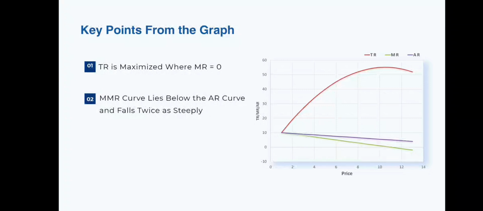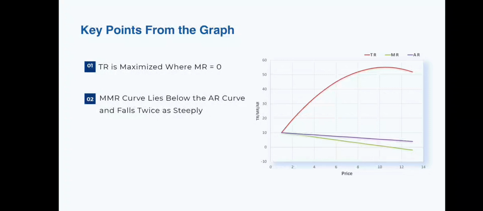AR curve is the demand curve and is downward sloping. So why are we saying that AR curve is the demand curve? AR curve is a demand curve because from the earlier slides we have shown that AR is equal to TR divided by Q. Now we see that TR equals price times quantity. So if we replace the value of TR with price times quantity, then we cancel out quantity and get price. So we see that AR simply equals the price of each commodity.